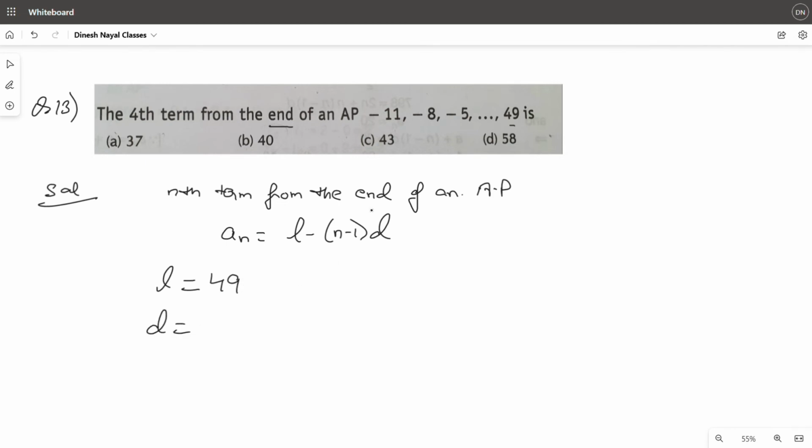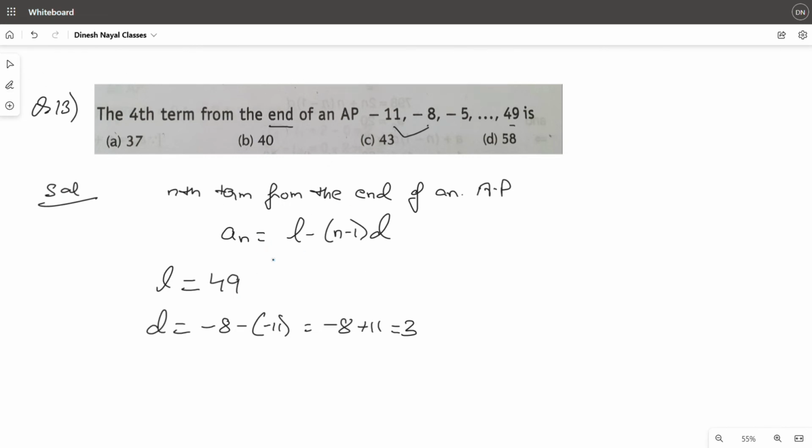And we have to find the common difference. So the common difference will be minus 8 minus of minus 11, which is minus 8 plus 11, that equals 3. So the common difference over here is 3.